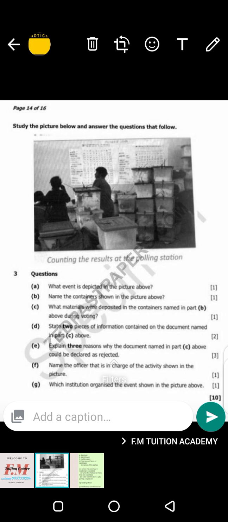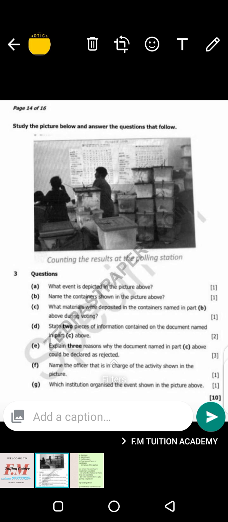Okay, the last one is, which organization organizes the event in the picture above? Who is in charge of things like the polling station and so on, this activity? Who is in charge of this kind of activities, the polling station and all the activities that happen during elections? It is the Electoral Commission of Zambia. So the Electoral Commission of Zambia is the one that is in charge of these polling stations. Okay, it's the one that is in charge of all polling stations in the country.